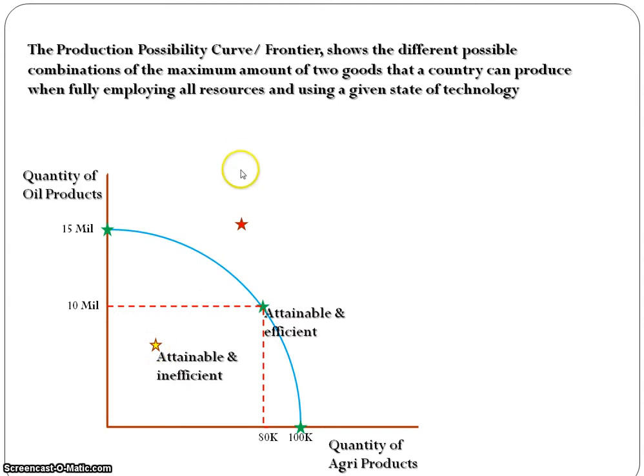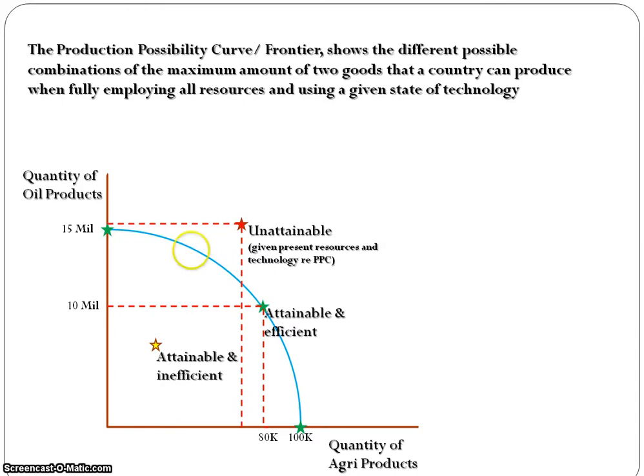And if we look at the star to the right, this star goes beyond the boundary. So we could concur that this is an unattainable production choice. It will not be possible to produce the combination of oil products and agri-products in this choice. The choice here is 15.1 million units of oil products and 60,000 units of agri-products, and that combination of production is not possible given the resources and the technology available to this specific country.